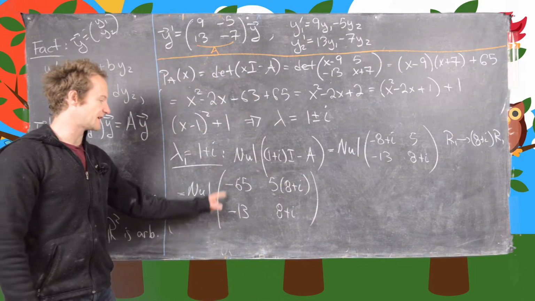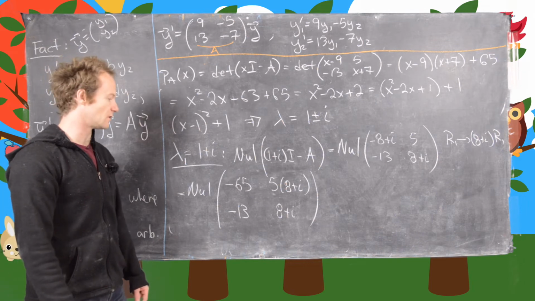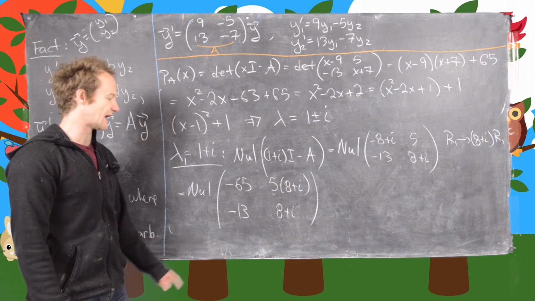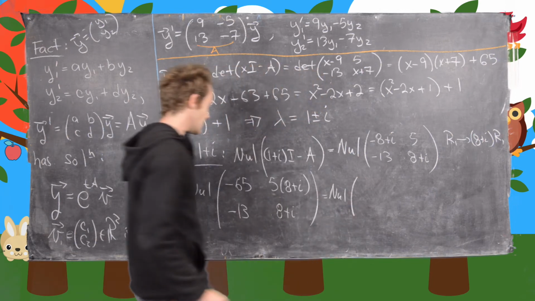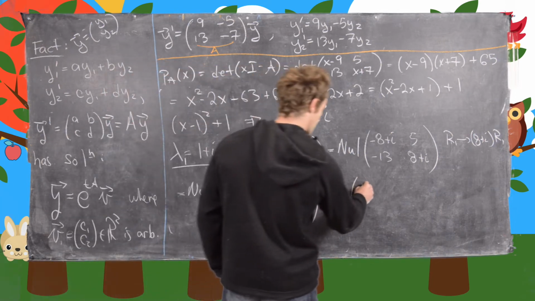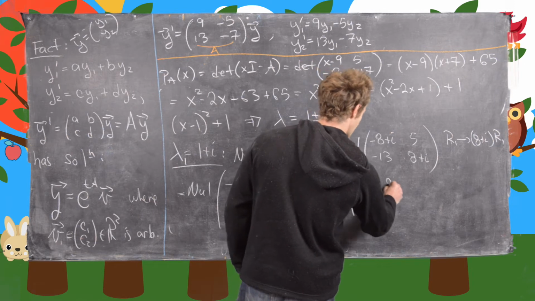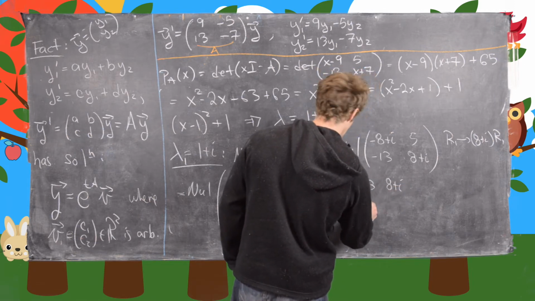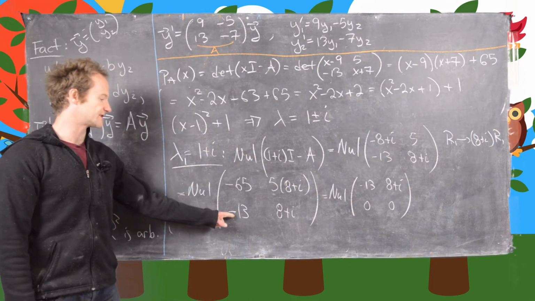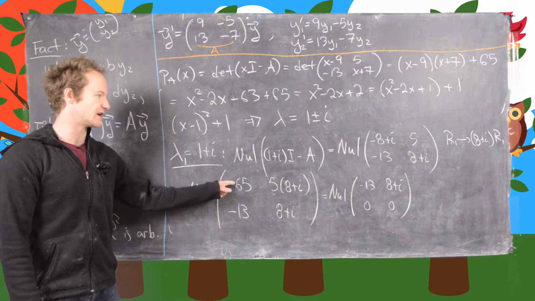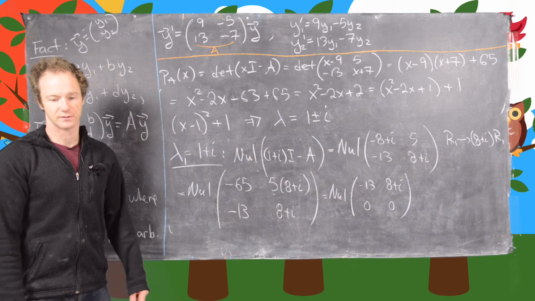But that's really good because that shows that these first two rows are multiples of each other, and so we can cancel them, and so that's going to give us the null space of, let's bring this minus 13 up, and then we have 8 plus i here, and now we're going to have 0, 0. Okay, good. Notice if we multiply this by 5, we get this guy up here. So that's what we did there.